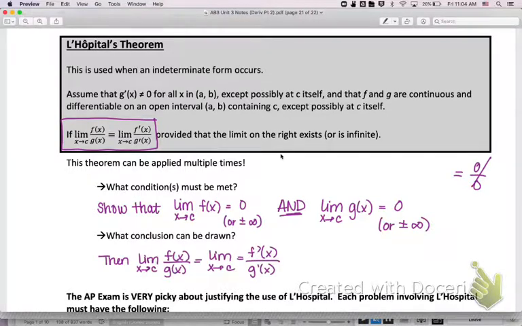Once we know those things, what's the conclusion that we can draw? Well, we can then show that the limit as x approaches c of f of x over g of x is going to be equal to the limit of f prime of x over g prime of x, okay?